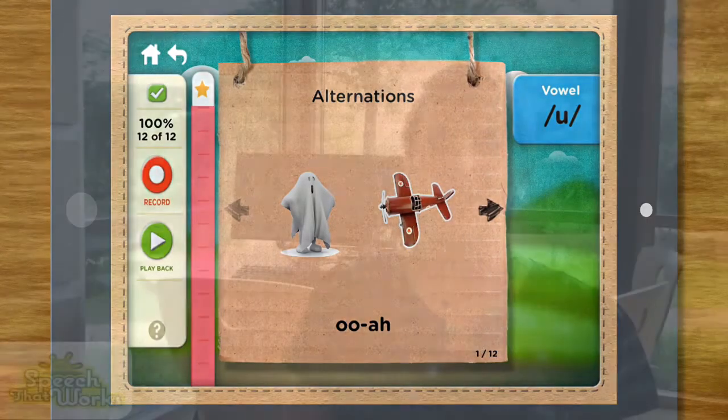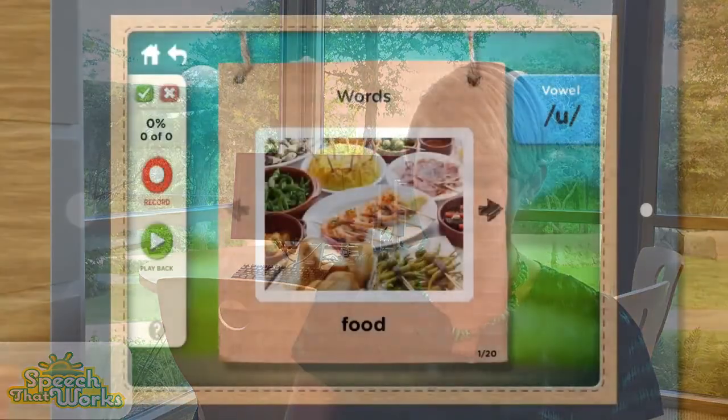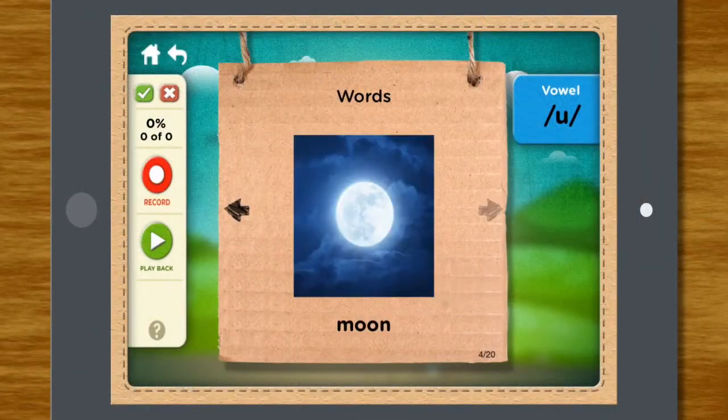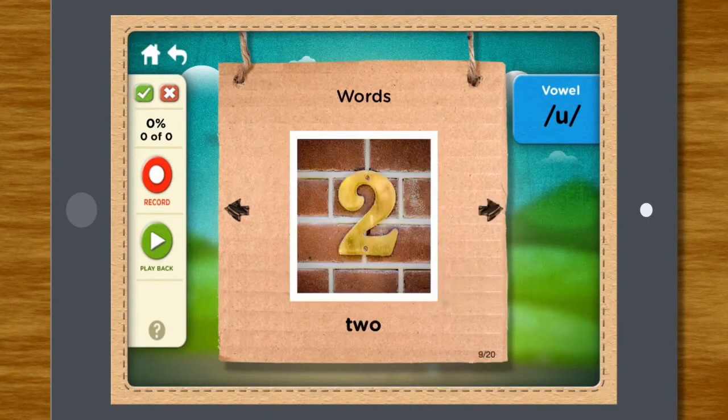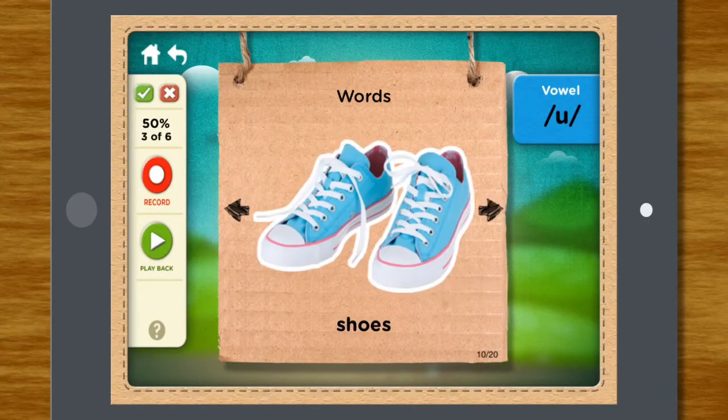Generally, each sound in Speech That Works will contain 20 targets per sound, beginning with single-syllable words and moving to multisyllabic words. Again, you can click on the picture to hear the word produced, and you can use the data collection bar to keep track of your data and record and play back your voice or the student's voice.